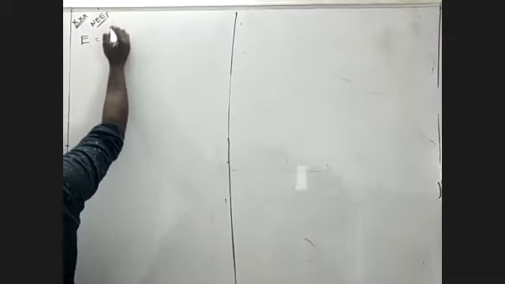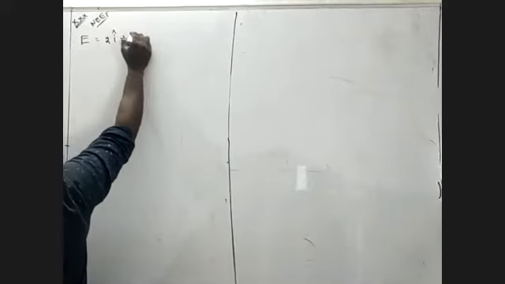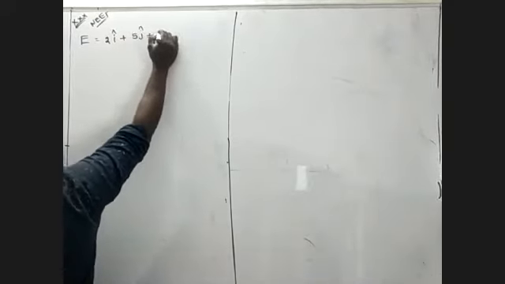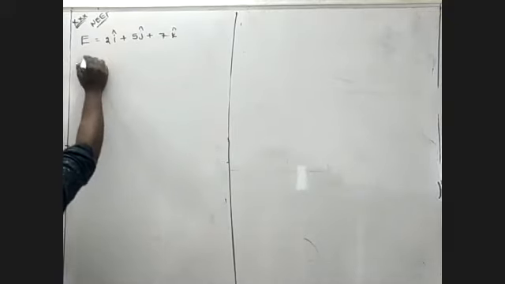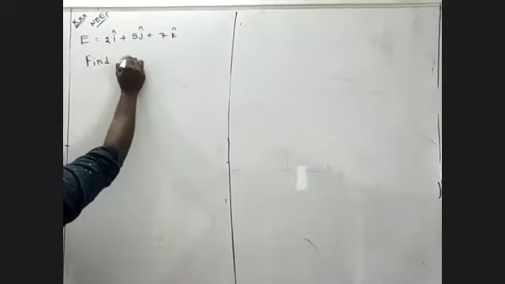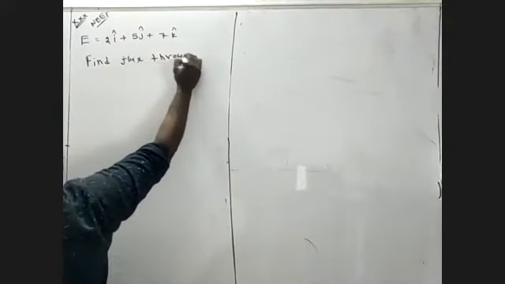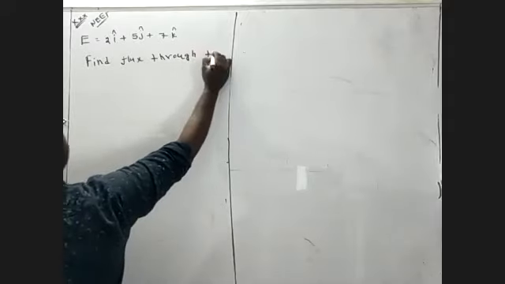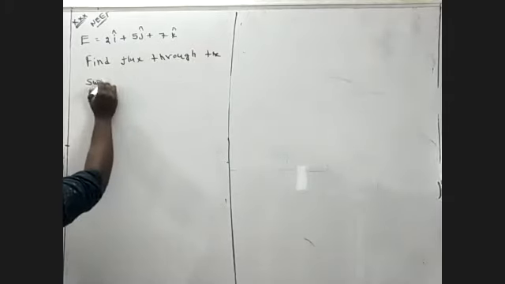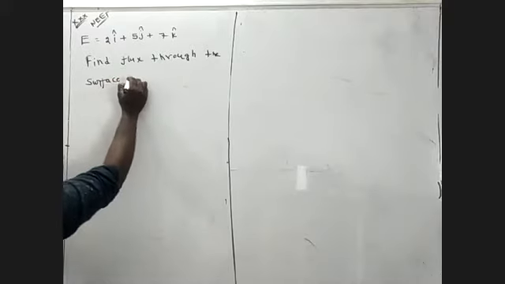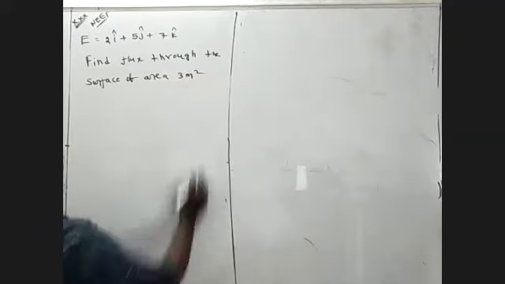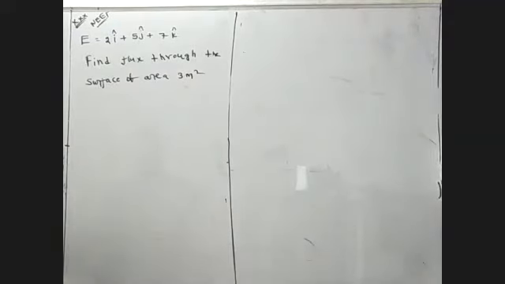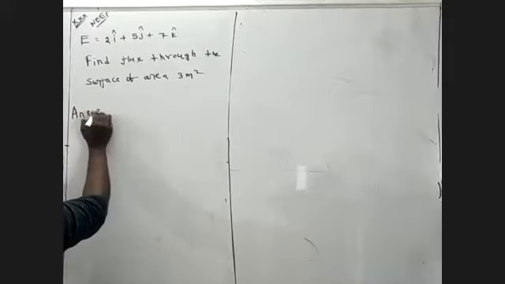E bar is equal to 2 I cap plus 5 J cap plus 7 K cap. Find the flux through the surface of area 3 meter square. Now I'm going to explain the answers. This is very, very important.